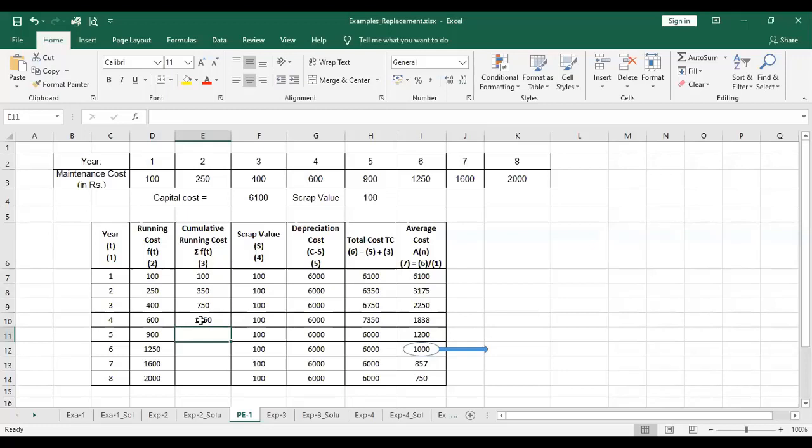So the average cost is kept on decreasing. Average cost for the first year is 6100. For the next year it is 3175. Third year it is 2250, and for the fourth year it is 1838 rupees. So it is kept on decreasing.